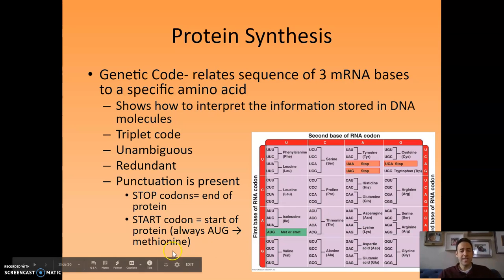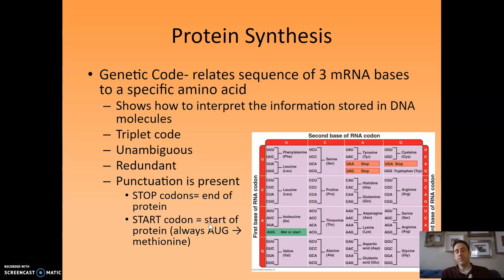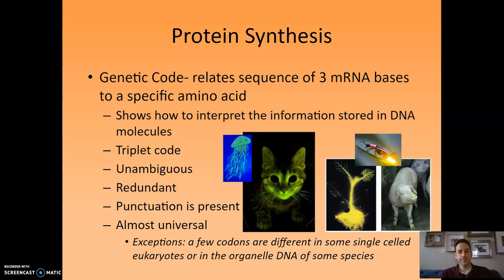There's also a start codon, and the start codon is AUG. That is the one codon worth memorizing. You'll always have access to the genetic code on a test or quiz, but AUG is worth noting because it is always the start of the protein, and AUG always codes for the amino acid methionine. So methionine is always the first amino acid. Sometimes it's chopped off after the protein is built, but it is always the first one to get things going.